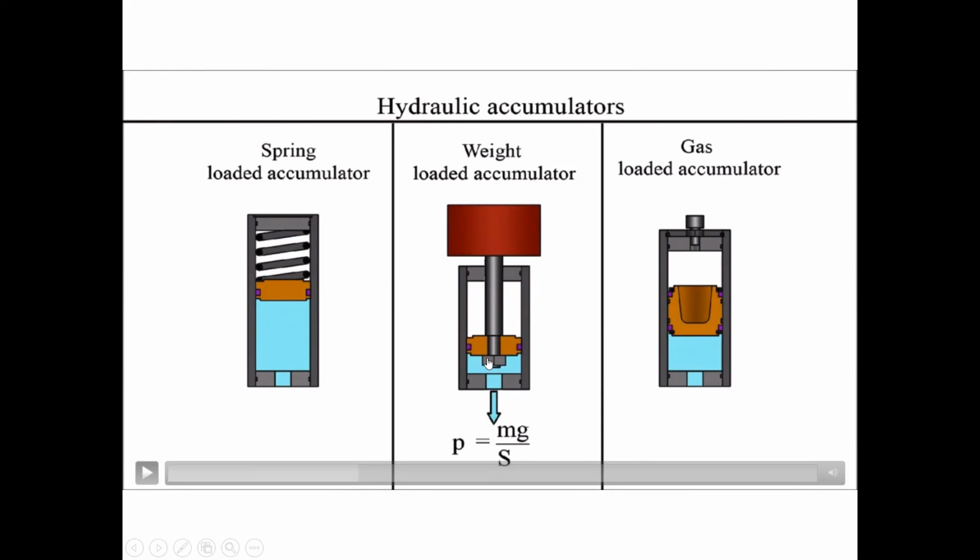This weight moves upward, and this weight makes a force on this oil which keeps it in a pressurized state. Okay, so here we are using this gravity weight to pressurize the oil.